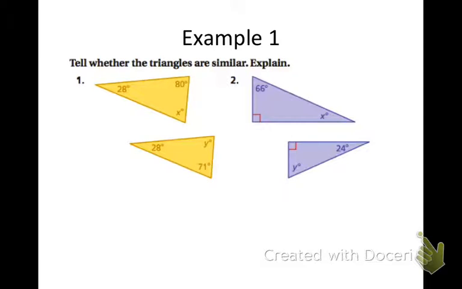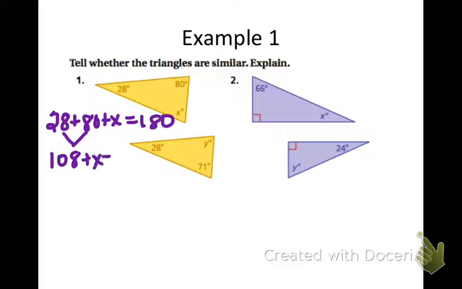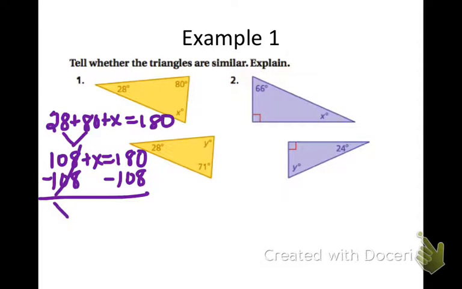So for the first one, I will take 28 plus 80 plus x is equal to 180. I'll simplify by combining like terms, so I get 108 plus x equals 180. Solve for x by subtracting 108 on both sides. And in the first triangle in the first example, x is equal to 72, so that's the missing angle.